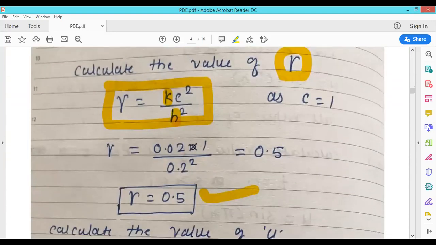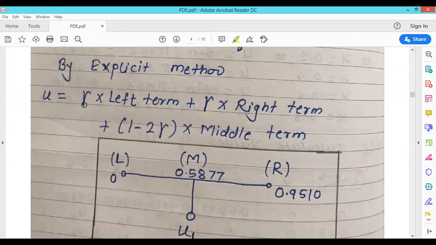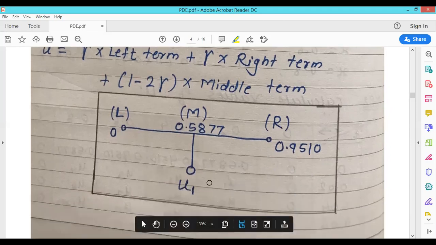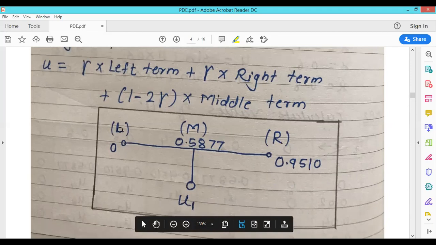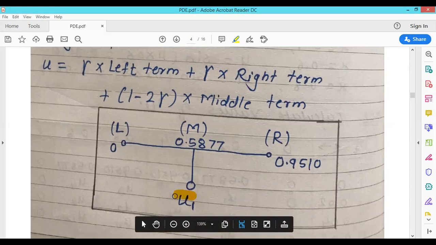For that purpose, I have to make u equal to, so this is the left term, this is the right term from the table, this is the middle term, and this is u1. From the table I have to write down the first step: gamma multiplied by the left term plus gamma multiplied by the right term plus 1 minus 2 gamma into the middle term. So this is the standard formula for finding out the value of u.